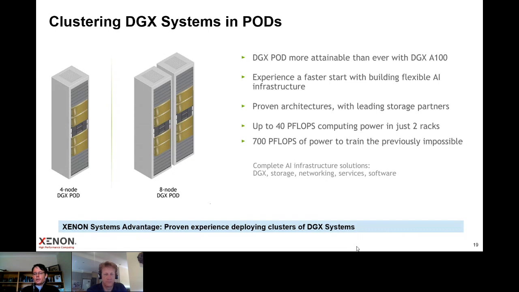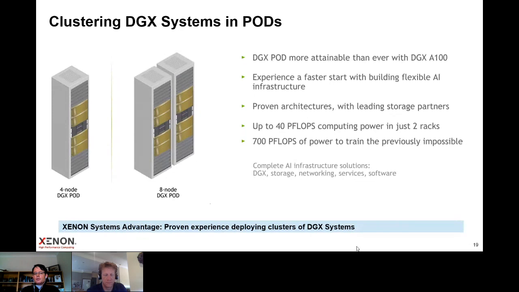With that, we can also get 40 petaflops of compute power in just 2 racks, where in another project a few years ago, we needed about 12 racks of CPU servers just to get to a single petaflop. And now we can do that here with the A100s in just 2 racks.